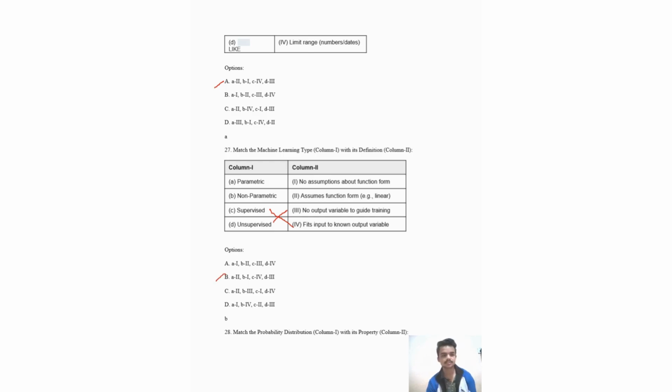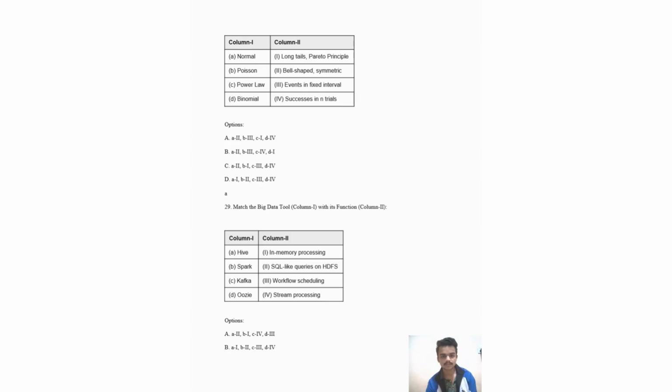Match the probability distribution. Normal, Poisson, power law, binomial. So here the normal law will match to bell-shaped and asymmetric, whereas Poisson will match to events in fixed interval, whereas power law will match to long tails, and binomial will match to successes in trials.